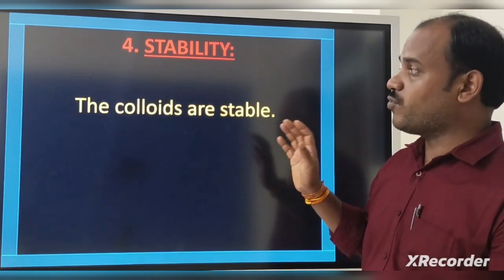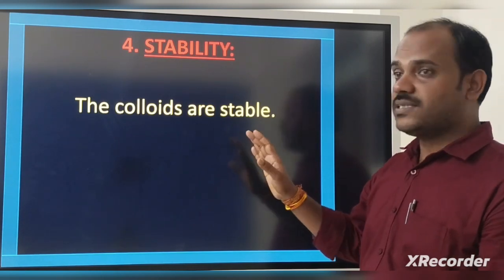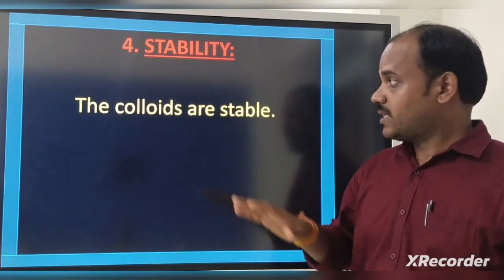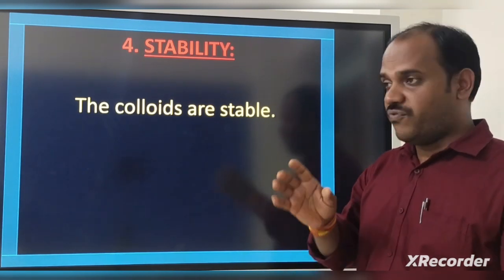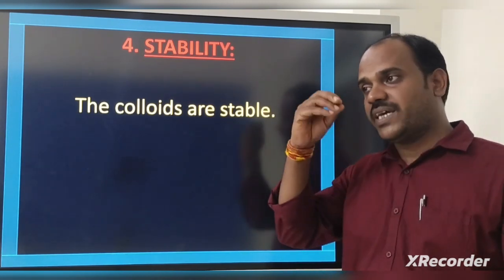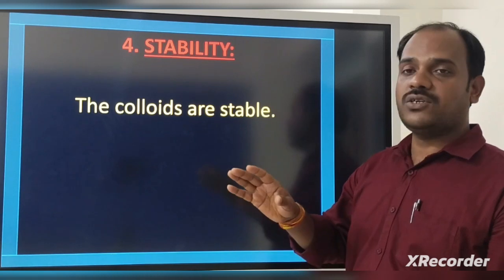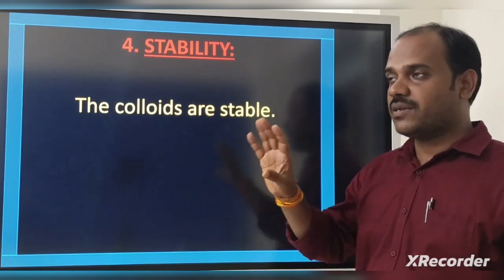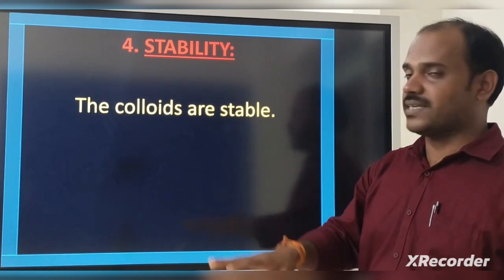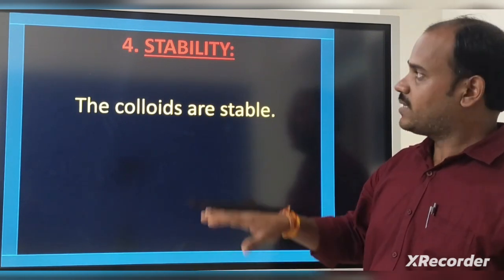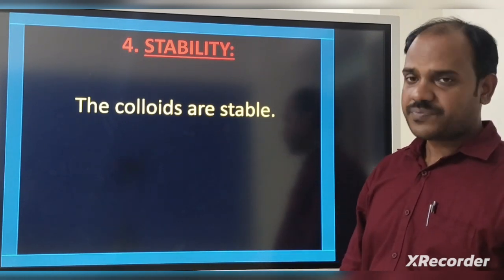But in case of colloid, the colloidal particles do not settle down. They are stable. For example, milk. If you keep that milk sample for 1, 2, 3 hours, the milk will not settle down. The particles present in milk will not settle down. Got it? That is the stability.